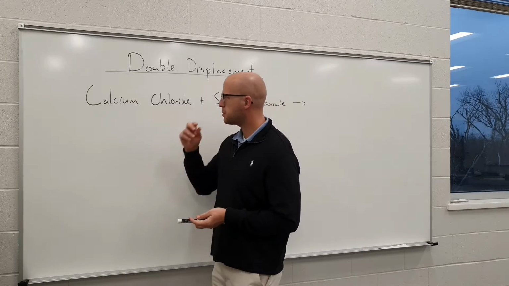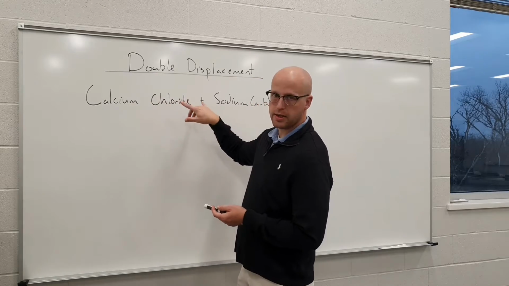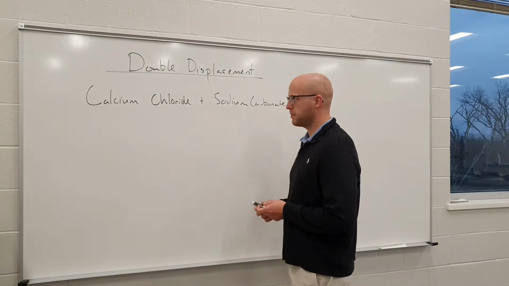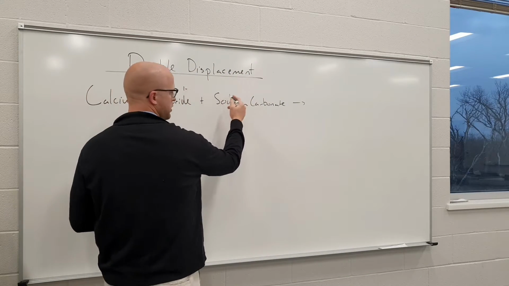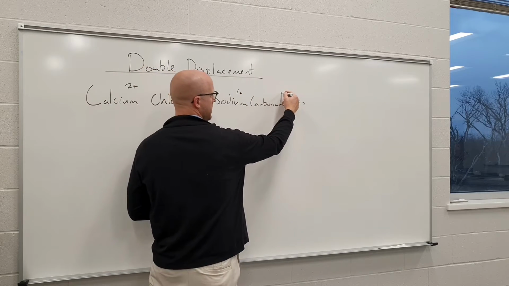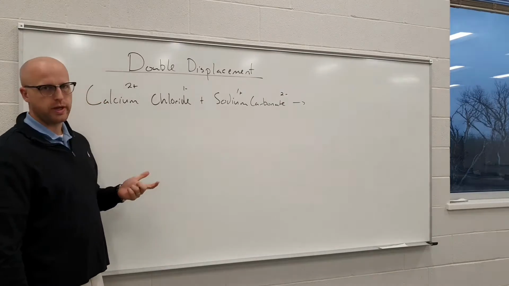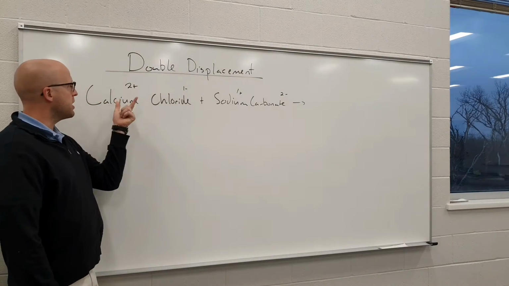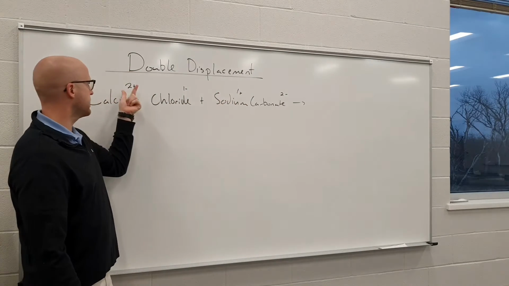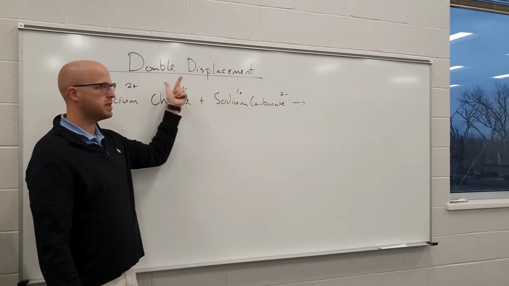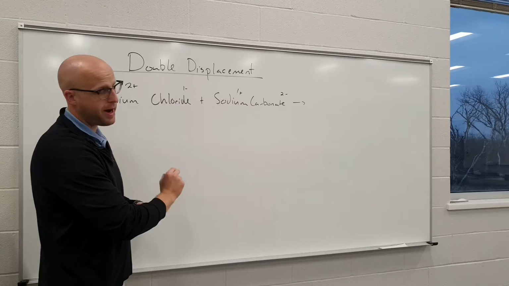With double displacements, or these are ionic compounds, what's going to happen is two of the ions are going to switch places, or switch partners. If you remember, calcium has a +2 charge, chloride has a -1 charge, sodium has a +1 charge, and carbonate has a 2- charge. So when we're predicting what's going to switch, what do we think? Do we think a positive charge is going to pair up with a positive charge? Or is it more likely that the positive charges are going to switch spots and pair up with the other negative charges? We know that like charges don't attract each other.